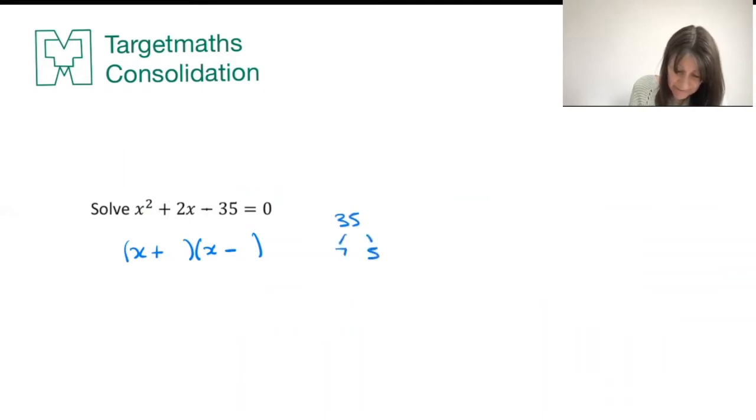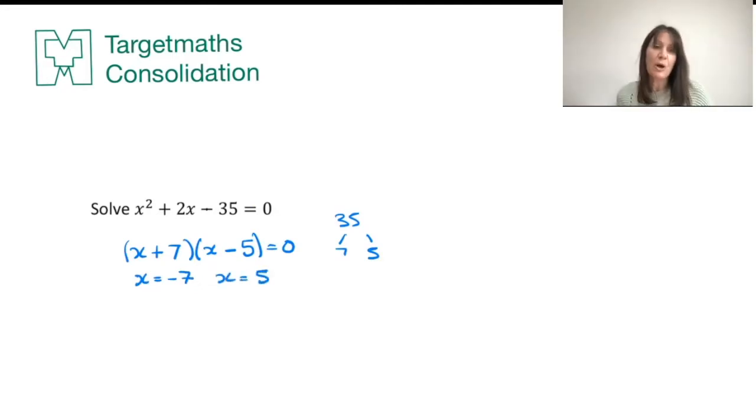Now I want to make a positive 2. So 7 is going in there and 5 is going to go in there. 7 take 5 is 2. Now I'm solving, remember. So these brackets need to equal 0. So X is equal to -7 and X is equal to 5. So same digit, opposite sign.